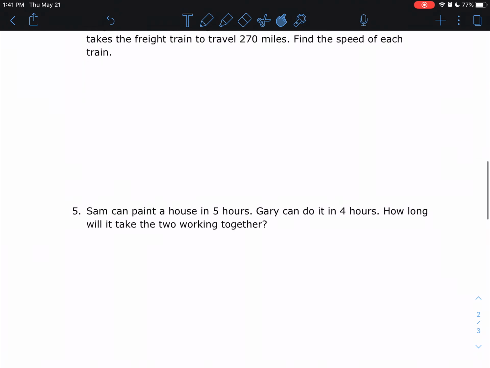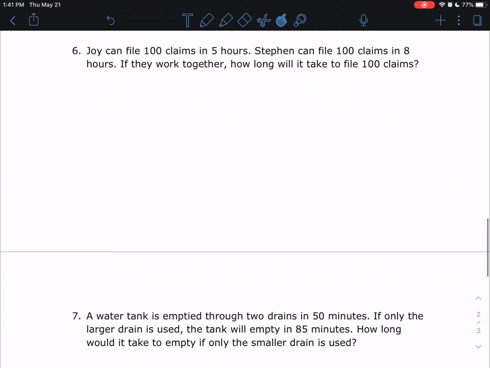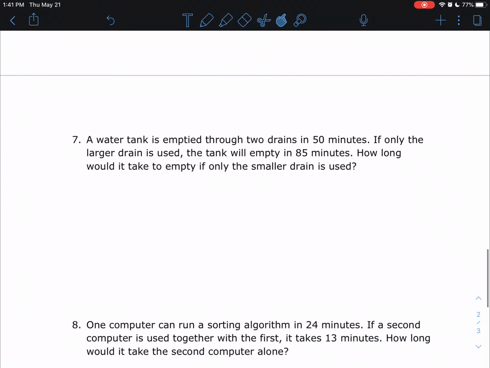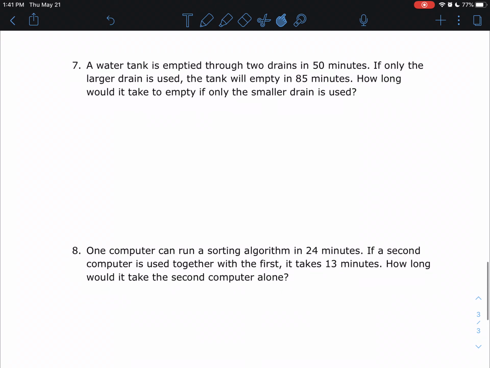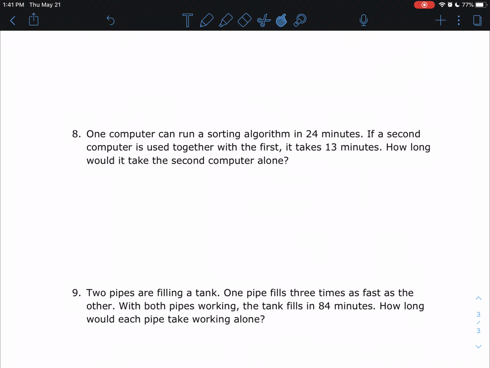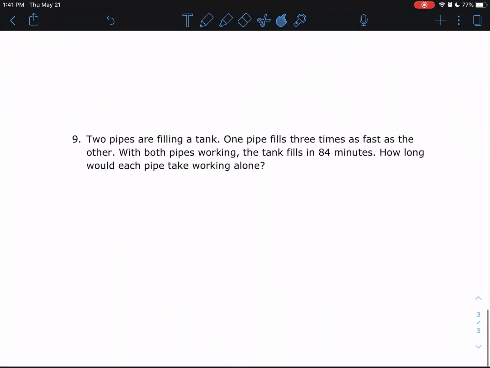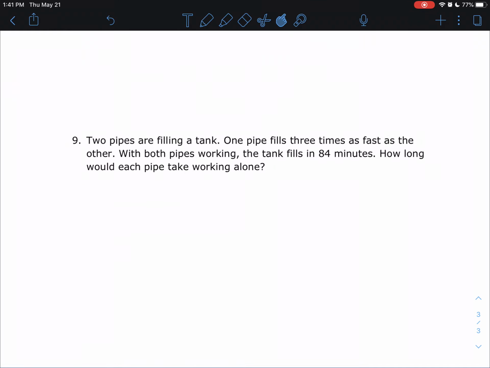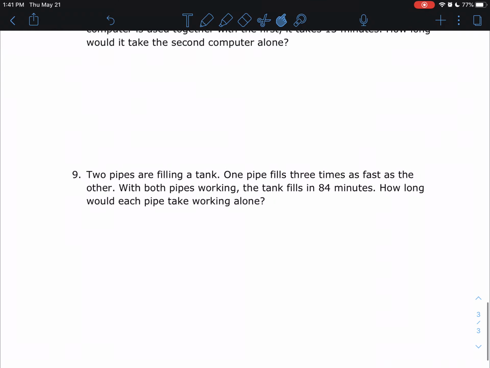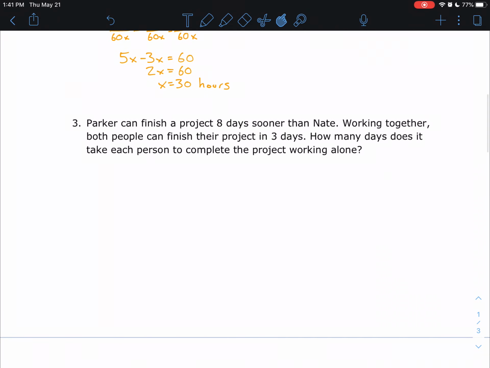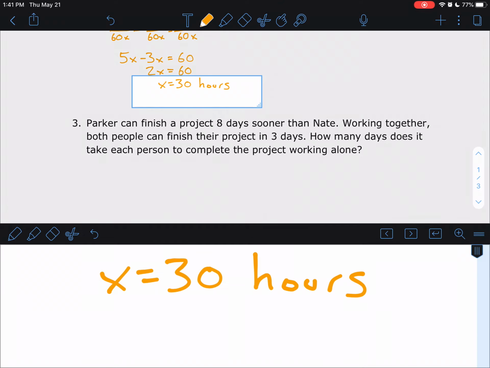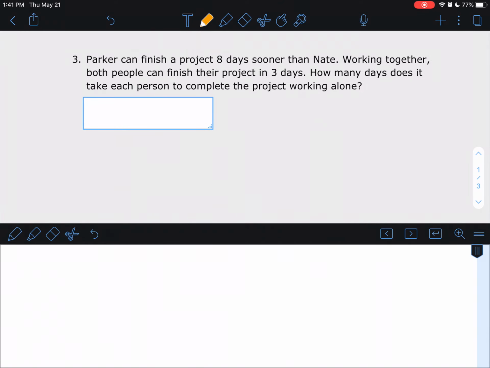I'm looking at number 3. I'm just seeing if there are any others like number 3 in this worksheet. Not really. Number 9 is kind of the same, but not really. So yeah, number 3 is a trickier one, but it's okay because we can still do it.